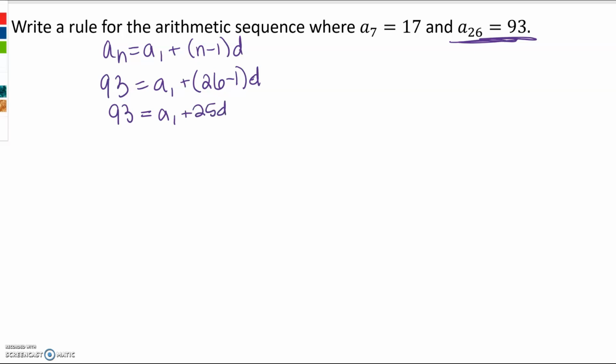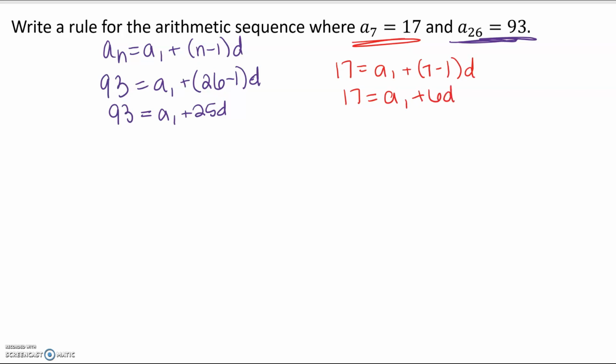And then I'm going to do the same thing with my other term. So I know that the 7th term is 17. I don't know what that first term is, but I can plug in that the 7th term is 17 and simplify that a little more, so I have 17 equals my first term plus 6D. Okay, so what we have now are actually 2 equations that we can work with in order to solve for our first term, or our D.